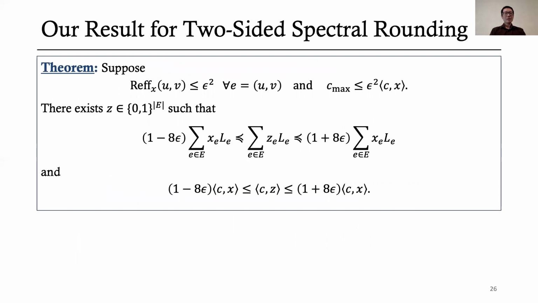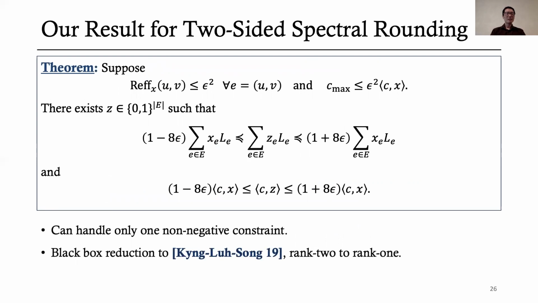We generalize their results by incorporating one additional linear constraint. We remark that we can only handle one more non-negative linear constraint. And the proof actually is quite simple. It's through a neat black-box reduction from the rank 2 case to the rank 1 case studied by Kyng, Lu, and Song.